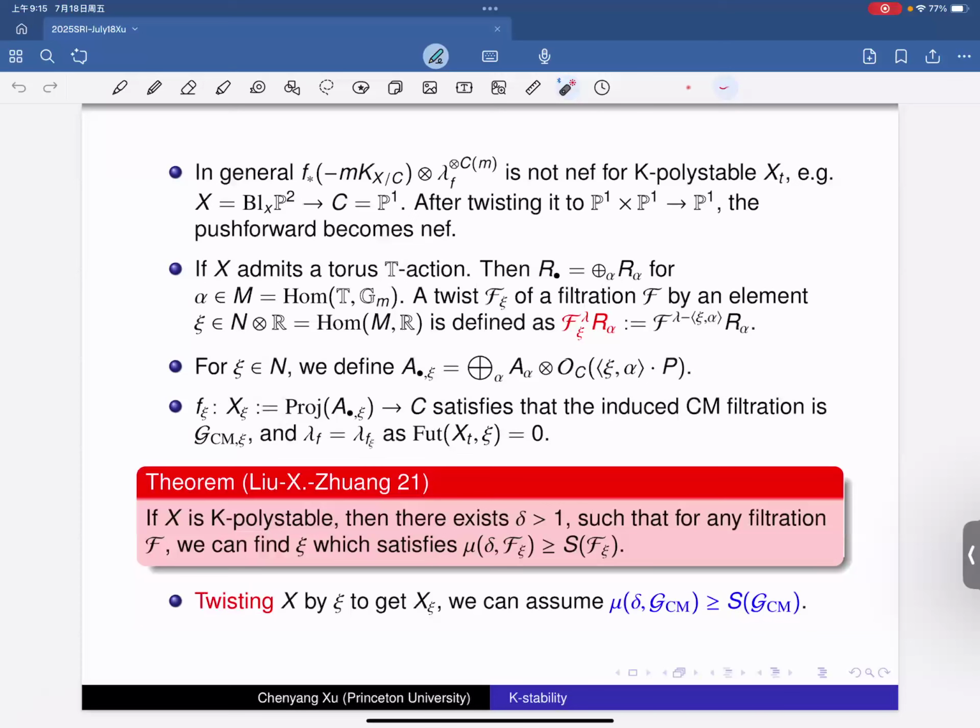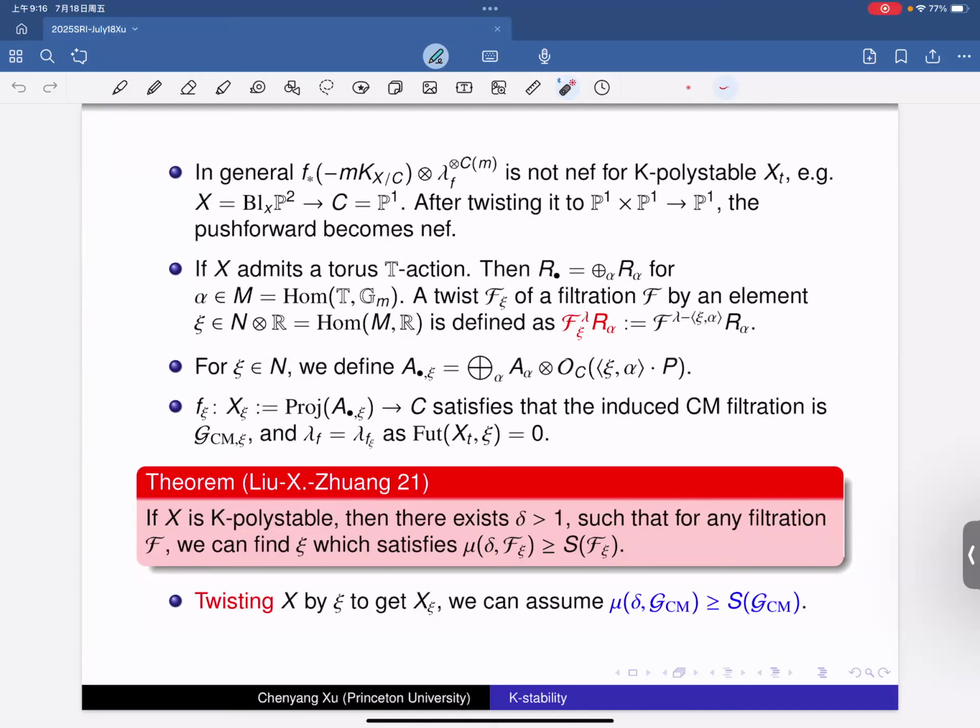But unfortunately, in general, if X_t is K-polystable, there is no way you can hope this guy is always nef. A simple example is I just take the Hirzebruch surface over P1. This is a locally trivial family of P1 over P1, so this part is 0 and doesn't play any role. You just compute this part. Of course, we know the push forward is not just O. It's a sum of things like O(1) or O(-1), O(2) or O(-2), this kind of thing.